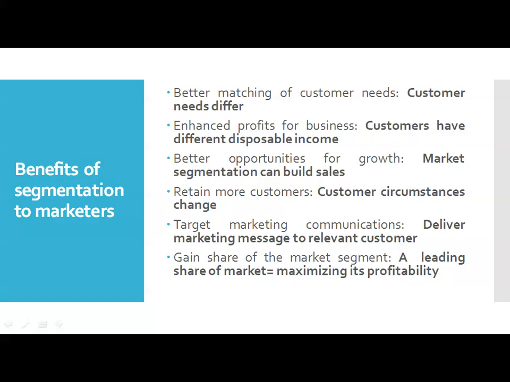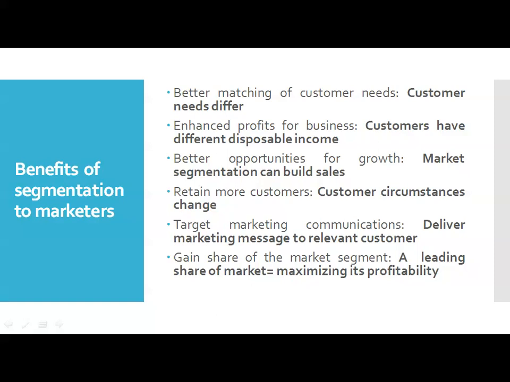Second is enhanced profit for businesses. Customers have different disposable income. They are different in how sensitive they are to price. By segmenting markets, businesses can raise average prices and subsequently enhance their profits. Third benefit is better opportunities for growth. Market segmentation can build sales. Customers can be encouraged to trade up after being introduced to a particular product with an introductory or lower priced product.